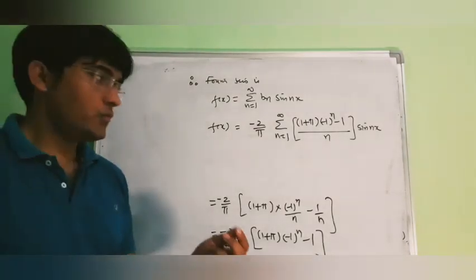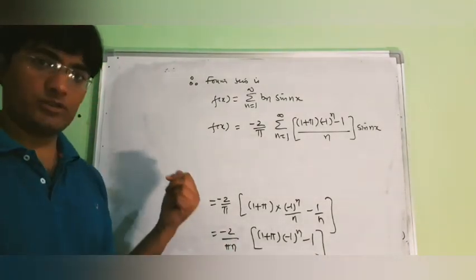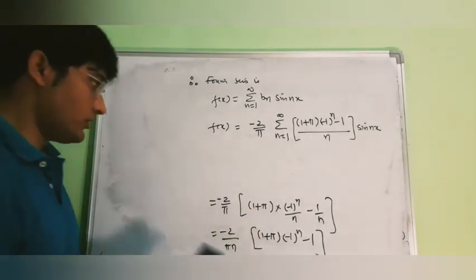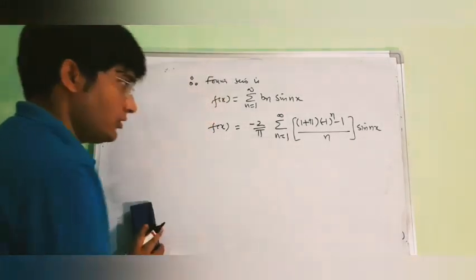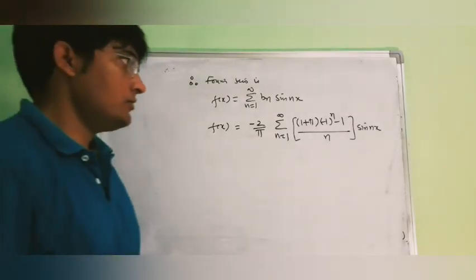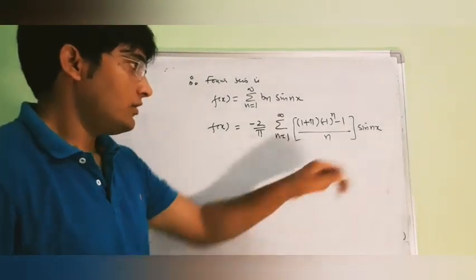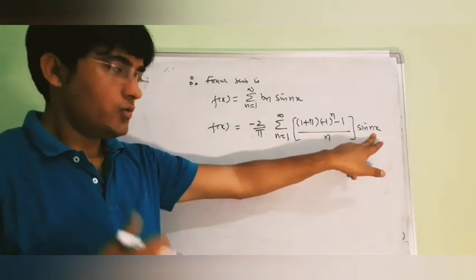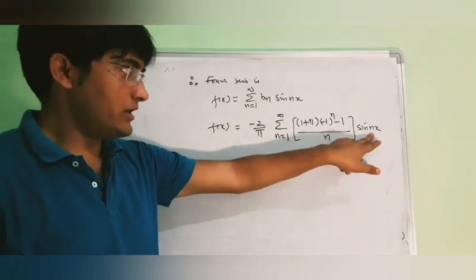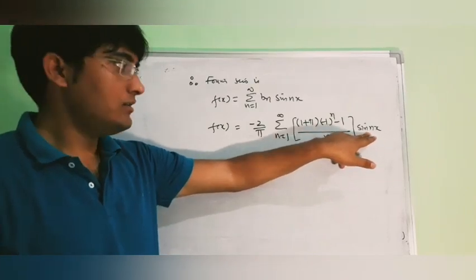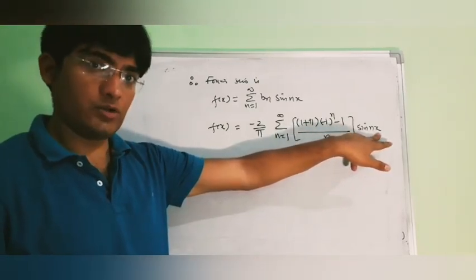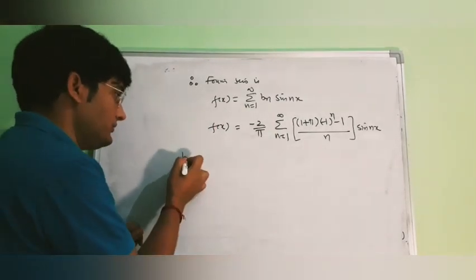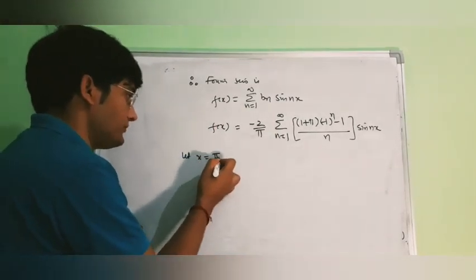Now we have to deduce the sum of the series 1 minus 1 by 3 plus 1 by 5 and so on. So for that we will put some particular value of x. Now we cannot put x equal to 0, otherwise this term will become 0. We cannot put x equal to pi or minus pi, again in that case sine n pi will be 0. So in the interval minus pi to pi, let us put x equal to pi by 2.